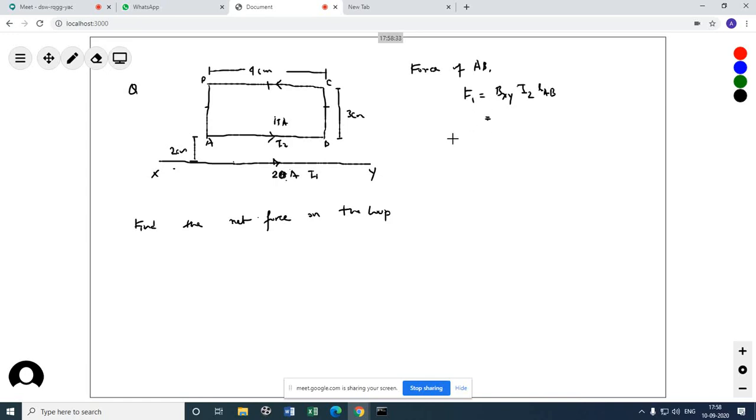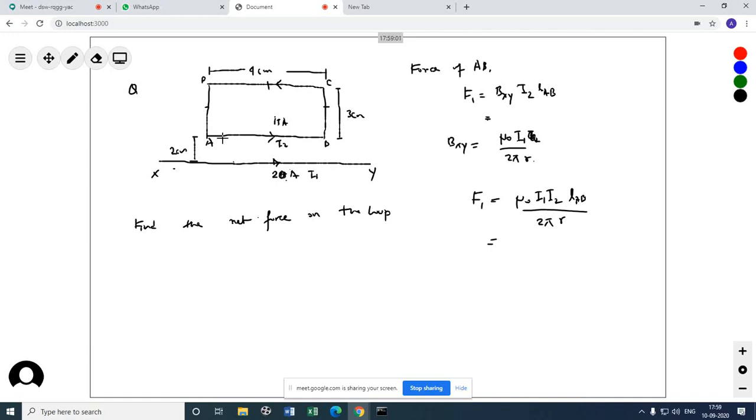Now B of XY, what do you think it will be? Mu naught I1 by 2 pi r. But what is r in this case? r in this case is 2 cm. So let me put it there. F1 would be equal to mu naught I1 into I2 into L AB by 2 pi into r.